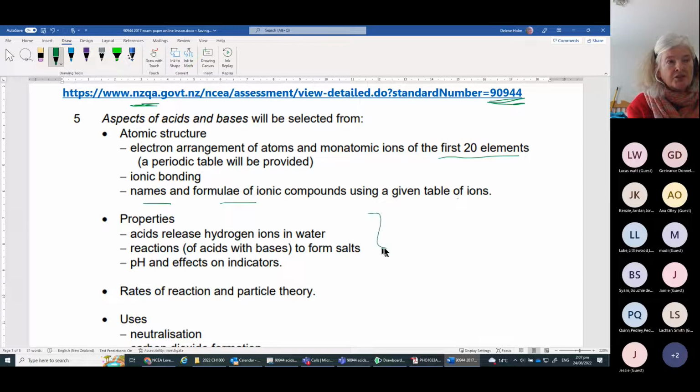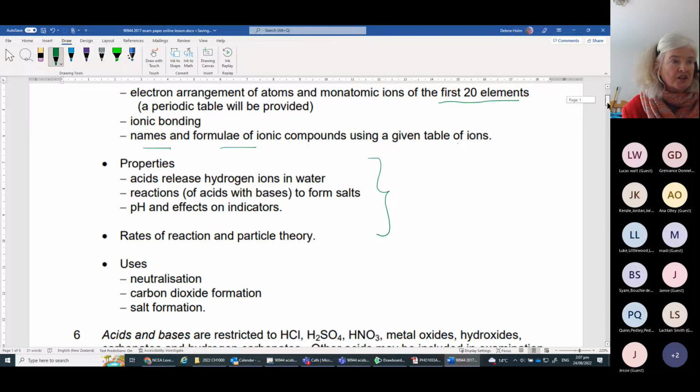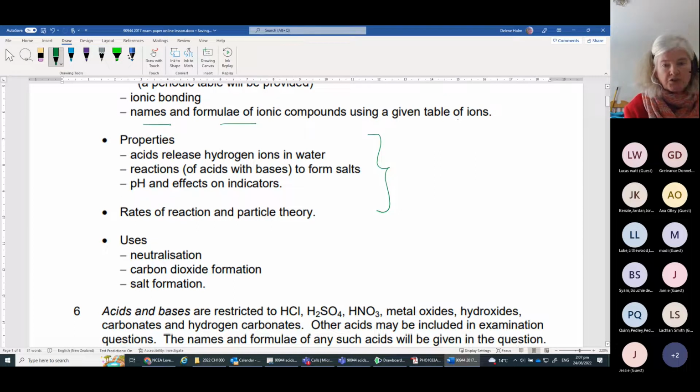You need to be able to explain. So explaining always is like excellence level things. That also includes the rates of reactions. And then it's everything around about acids, pH, salts, and so on. And then you need to be able to describe some uses as well.